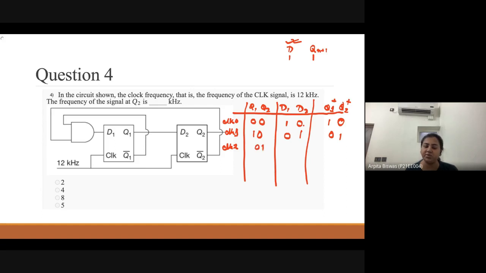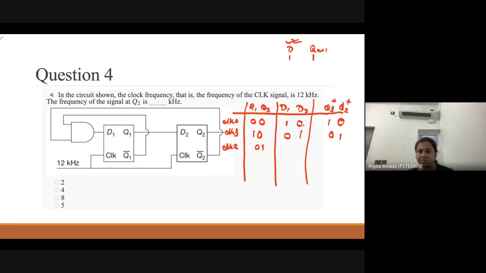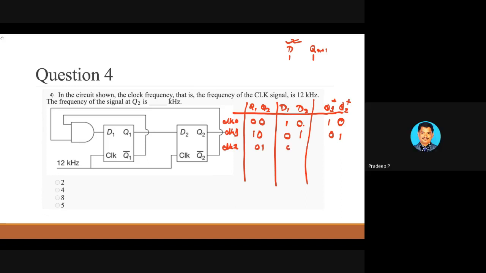Now tell me what is the value of D1, D2. Q1 is 0, so Q1 bar is 1, then Q2 is 1, Q2 bar is 0, so D1 is 0. And what is the value of D2? D2 is 1. The next Q1 plus and Q2 plus are 0, 0.